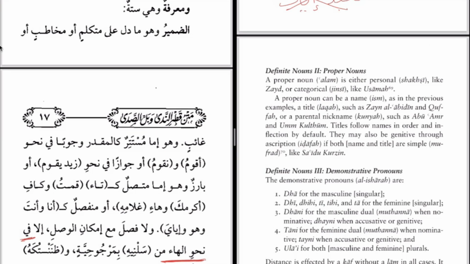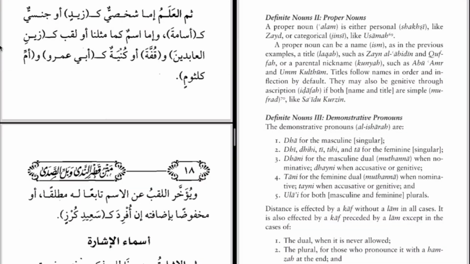Because that's absolute. When you say lafzul jalalati a'raful ma'arif, God's name is the most definite of definite words, that's absolute. And if you say ad-damiru a'raful ma'arif, the pronoun is the most definite of definite words, this means that out of the categories of definite words, this category is the most definite. Any question?